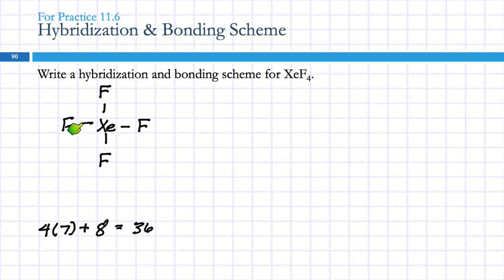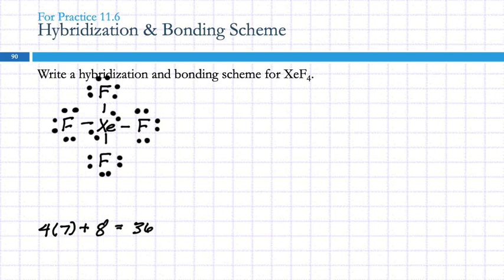And then each of these bonds is 2 electrons, 2, 4, 6, 8, 10, 12, 14, 16, 18, 20, 22, 24, 26, 28, 30, 32. I have 2 more pairs of electrons. Xenon is large enough to expand its octet, and so we'll put those extra lone pairs on the central atom. Okay? That's step 1.